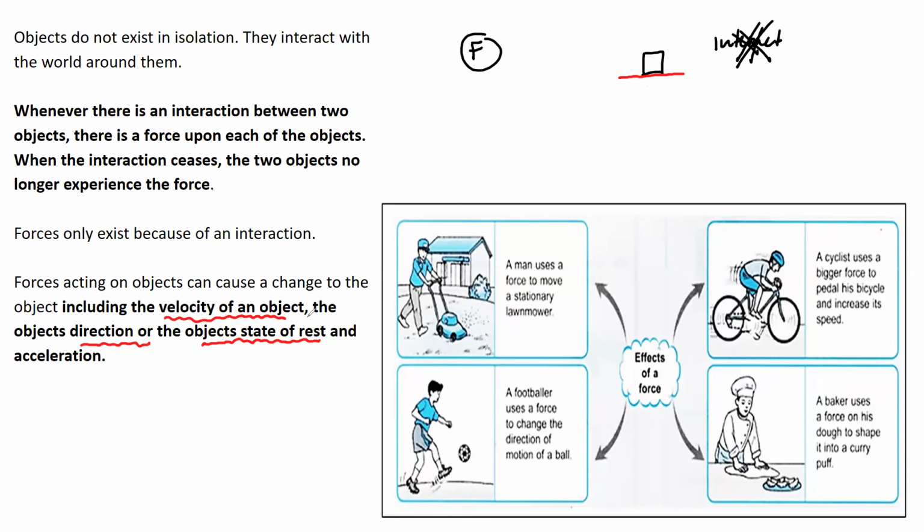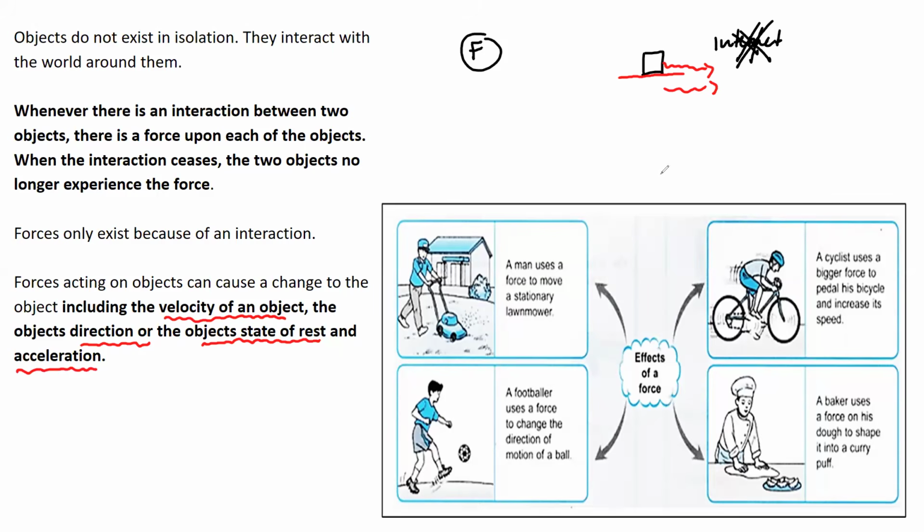If there is a force, it's possible that the state of rest can be altered. The force can actually cause the object to move. So that's why I said a force can change an object's state of rest. Also, a force available can actually cause an object to accelerate.